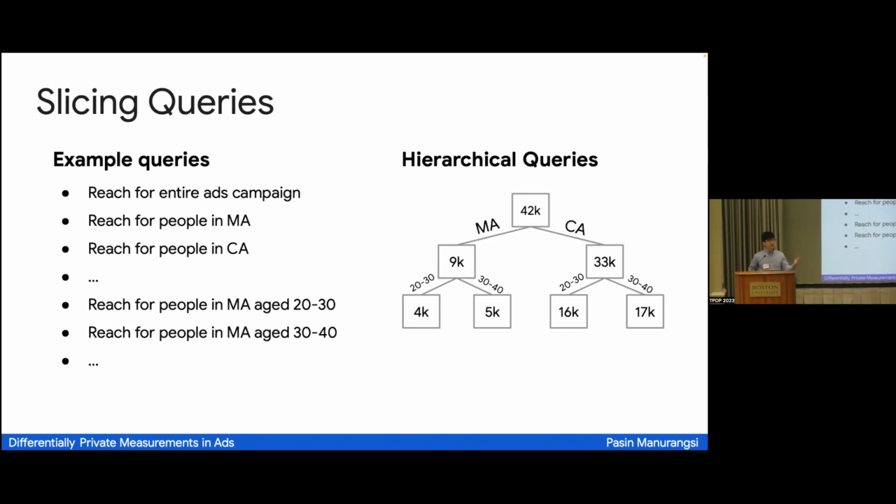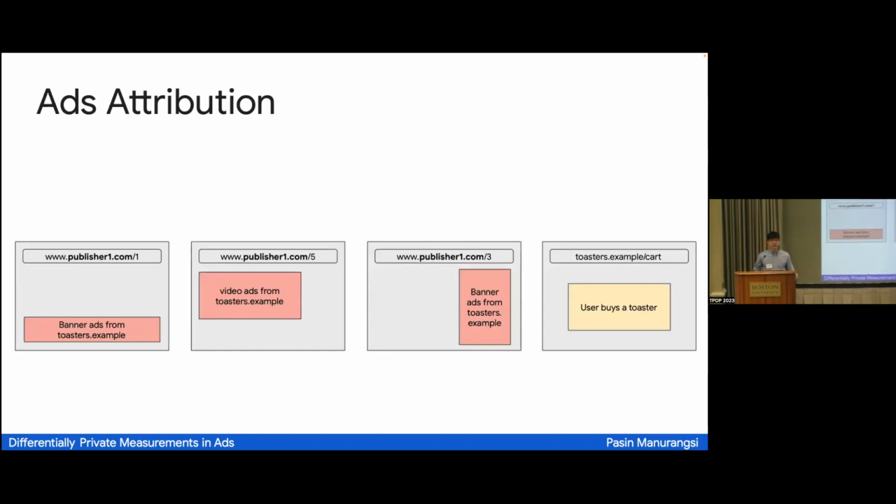Okay, so those are the two basic statistics that you might want to know, reach and frequency. But that's not the end of the story. What you might want to know even more is how does your ad influence the user behavior to actually buy your toaster, right? And this leads us nicely to the idea of ads attribution.